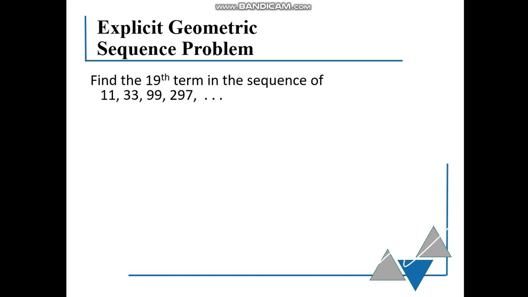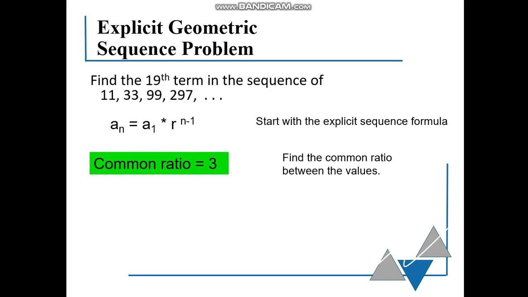So let's look at an example. Here's a sequence, and it says find the 19th term, and it tells us it's geometric. We're going to start with this formula, and then we're going to find the common ratio. Our second term is 33 divided by our first term, which is 11, and that's our common ratio.